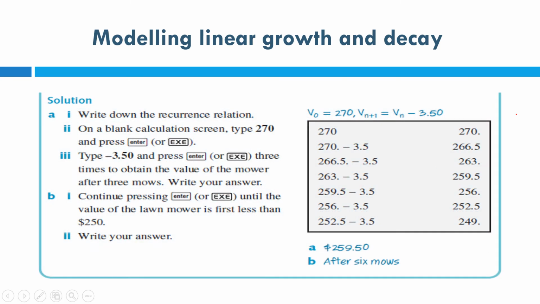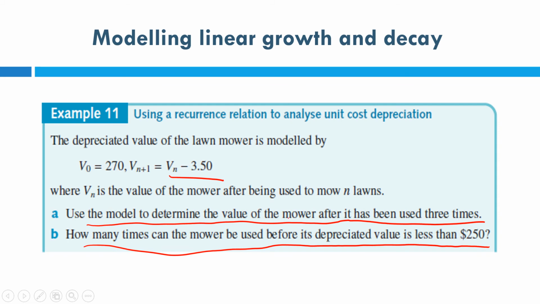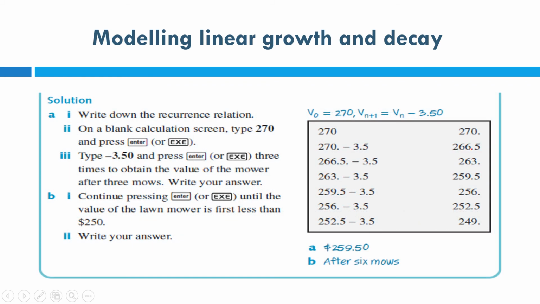$250? So if you put that into the calculator like we had done before, 270 minus 3.5, enter, enter, enter. So that was the initial V of 0 there. 1 use, 2 uses, 3 uses, 4 uses, 5 uses, 6 uses. So now you know to answer the first part of the question, use the model to determine the value of the mower having used 3 times. 1, 2, 3. The value of the mower after being used 3 times is $259.50. That answers A.